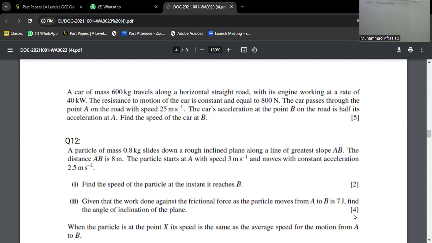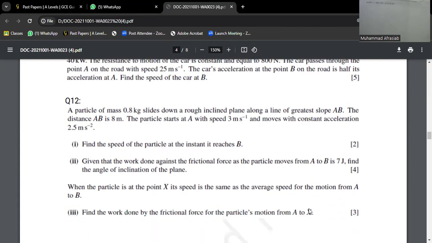Part 2. Given that the work done against the frictional force acting on the particle in traveling from A to B is 7 joules, find the angle of inclination of the plane. Then, when the particle is at the point X, its speed is the same as the average speed of the motion from A to B. Find the work done by the frictional force for the particle in moving from A to X.